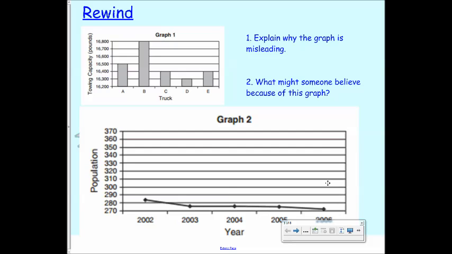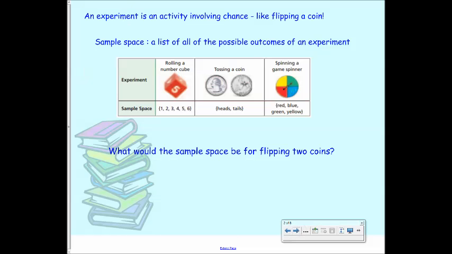All right, so we're going to start talking, the second half of chapter 10 is about probability. So the first half was on bar graphs and different types of graphs. And now we're going to shift into probability. And we're going to start today by talking about experimental probability. So before we talk about that, let's talk about what an experiment is.